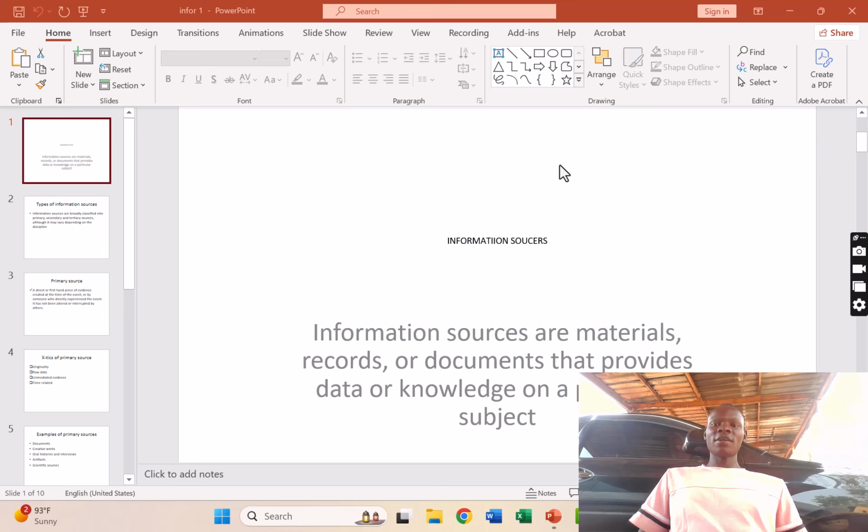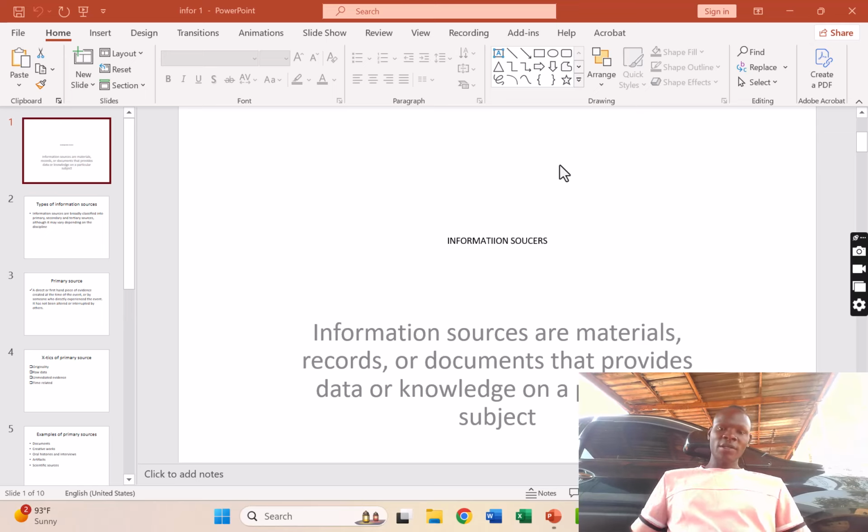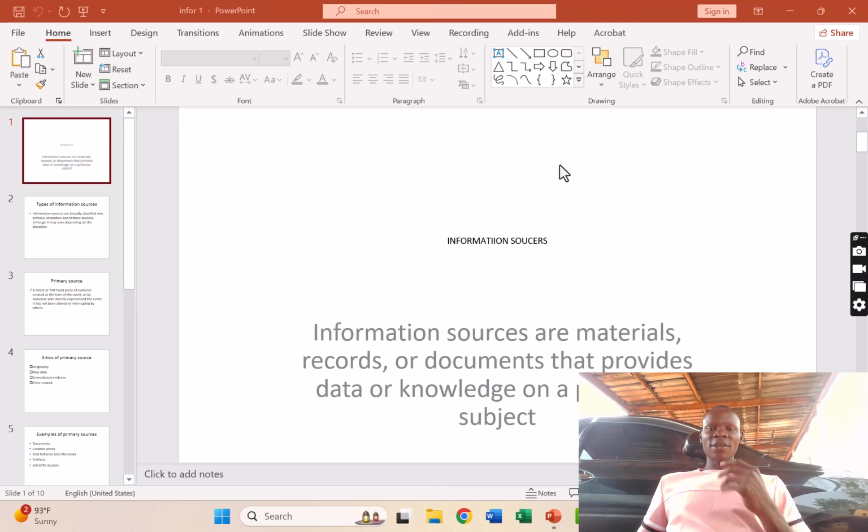This is where I'll be breaking down the subtopics, like the subheadings under information literacy. We have information sources. If you define information sources, they are materials, records, or documents that provide data or knowledge on particular subjects. So, like sources, you understand. These are where you find whatever you need, the guidelines that you need for a certain assignment that had been given to you. So you have two types of information sources.